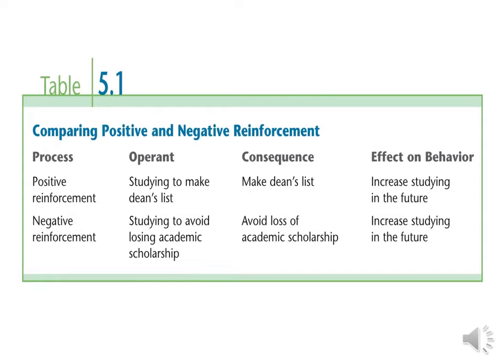So here we have someone who is studying to make the dean's list. They study, the consequence is they make the dean's list. The effect on their behavior is that it should increase their studying in the future because they want the same consequence. For negative reinforcement, they want to avoid losing their academic scholarship, so they increase their studying. The consequence, they avoid the loss of the academic scholarship, so they increase their studying in the future.